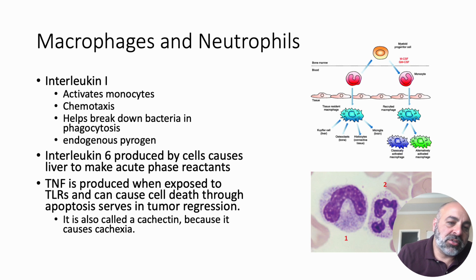Interleukin 6. So this is what's called an acute phase reactant. So during this acute process, we can see elevations in these reactants. It can be an indicator of inflammation. And TNF causes cell death, apoptosis, so that commanded cell destruction. The problem is it can be excessively released.